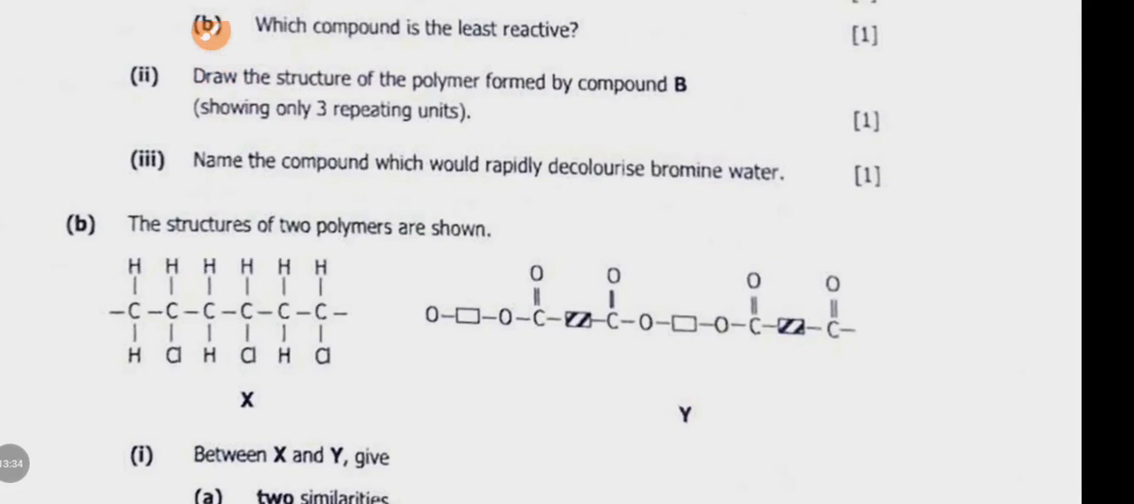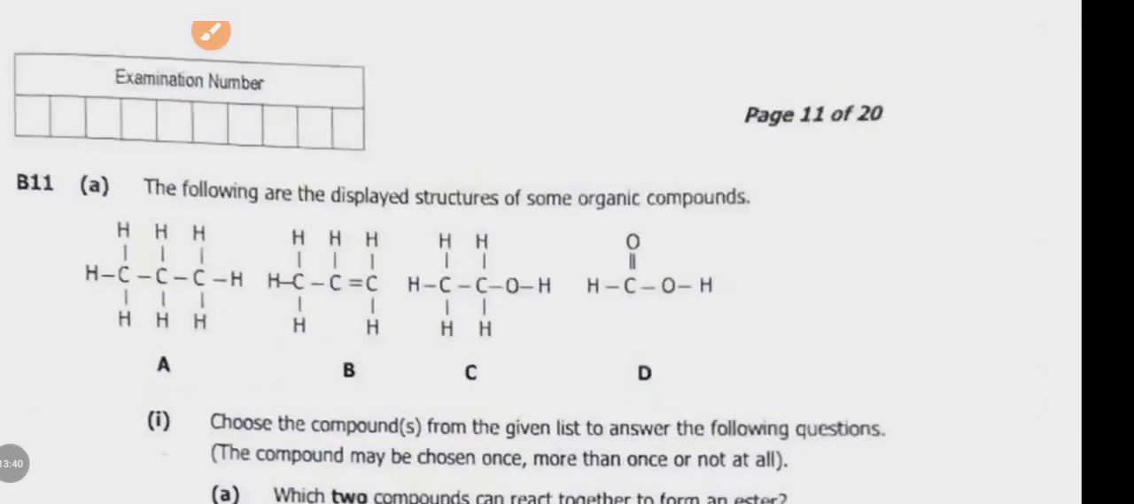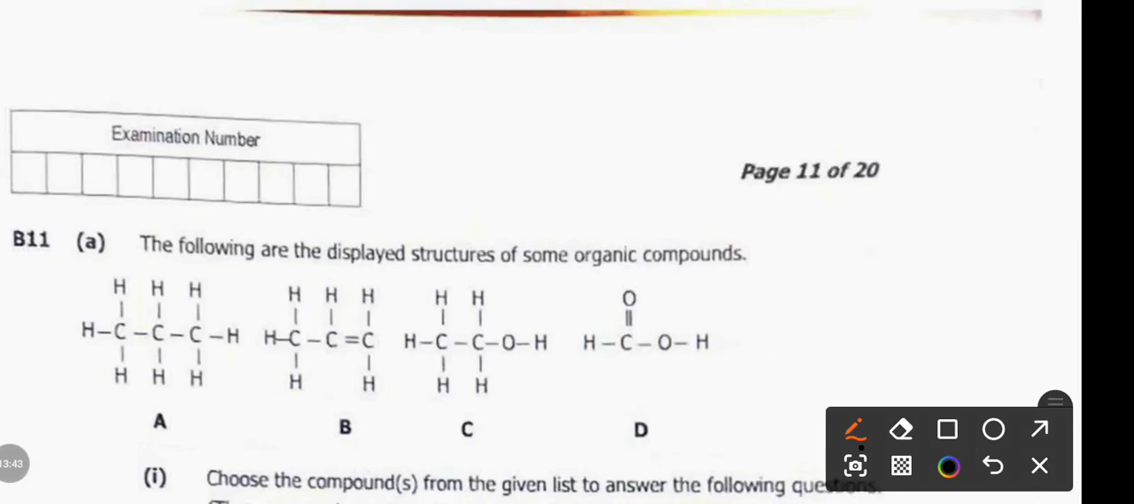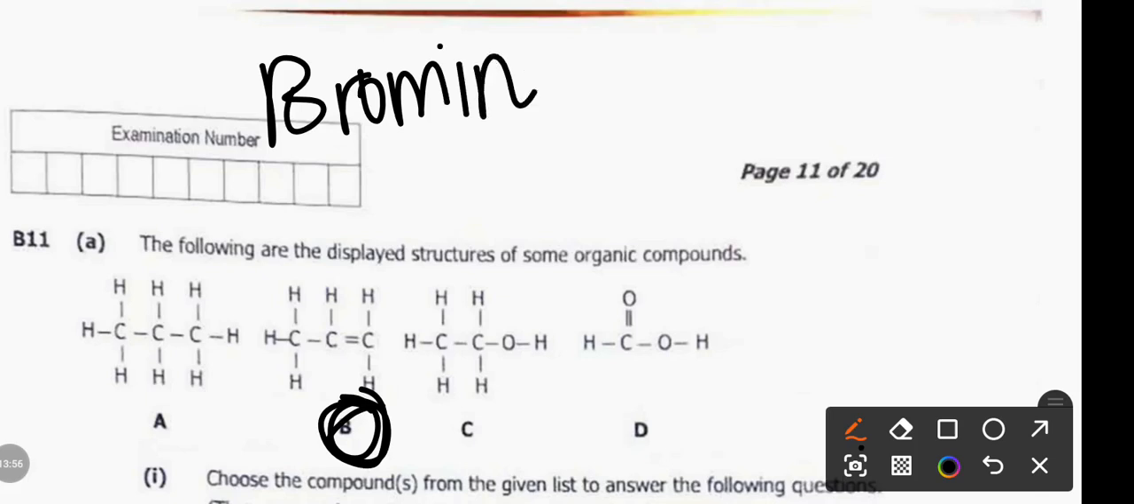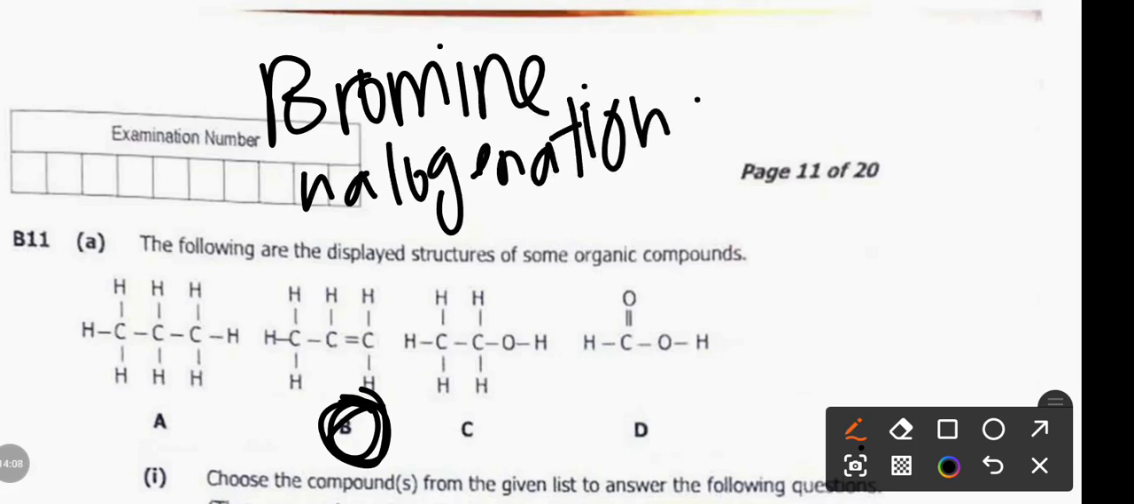And number 3, name the compound which would rapidly decolorize bromine water. The organic compound with such a characteristic is called an alkene, and it is compound B. Why? Because when alkenes react with the bromine that is present in the bromine water, a type of reaction called halogenation occurs, whereby the bromine atoms are attached to the ends of this alkene here, resulting in the carbon to carbon double bond breaking.